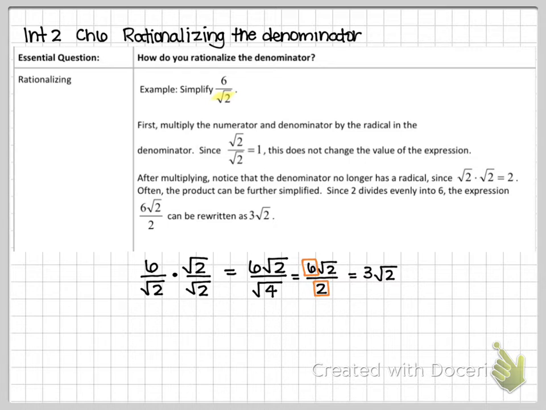If I take a look at this, I don't have the square root in the bottom of a fraction anymore, and the fraction itself has been simplified. This is the simplified answer of the original, which was 6 over the square root of 2.